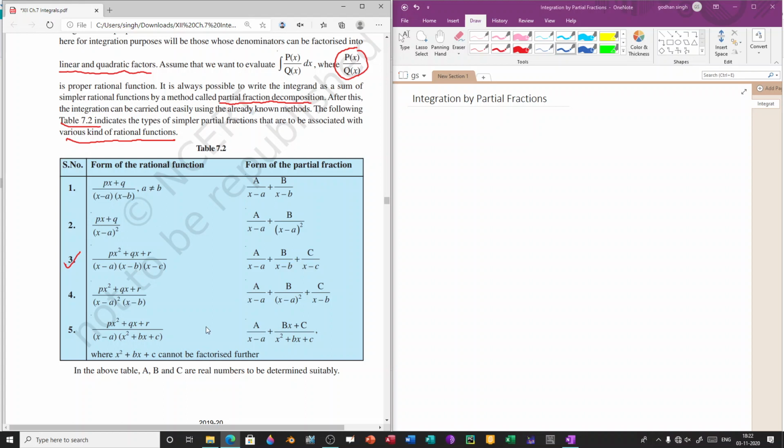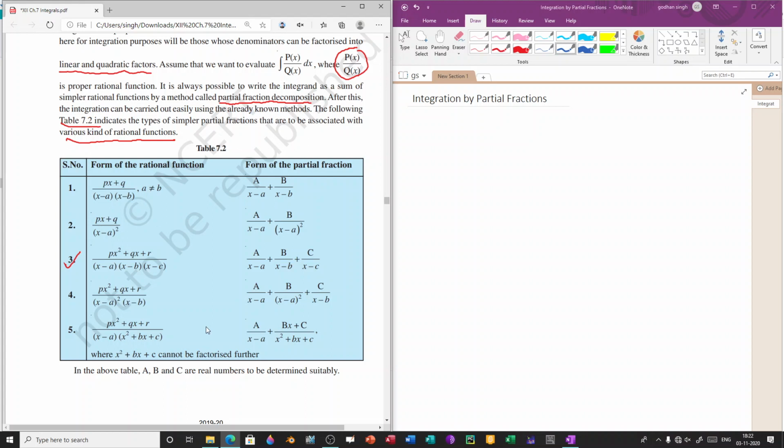So, if there is a cubic polynomial, then we have to first rewrite that in the form of factors as given here, (x minus a) into (x minus b) into (x minus c), then only can you apply this. Directly we cannot apply this form. So, our rational function should be exactly of this form. If it is not of this form, then we have to rewrite it in this form to apply this form of partial fractions.